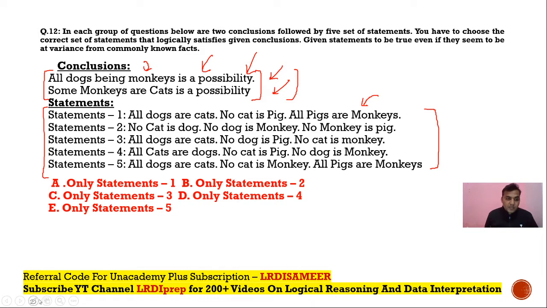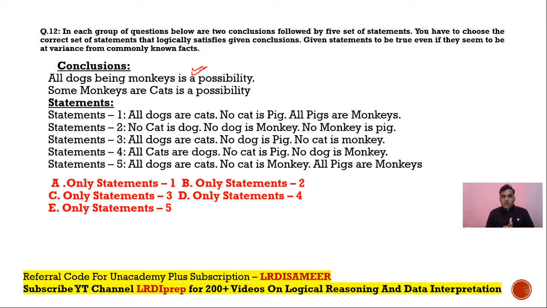For example, here, if I have to make a Venn diagram for this conclusion that all dogs being monkey is a possibility. So let's say this is a Venn diagram of the dogs, right? Now all dogs being monkey is a possibility. That means the complete circle of dog should be under the circle of monkey and this should be a possibility. Now, if I'm looking for this particular Venn diagram, all those statements will straight away be eliminated where it is mentioned that no dog is a monkey.